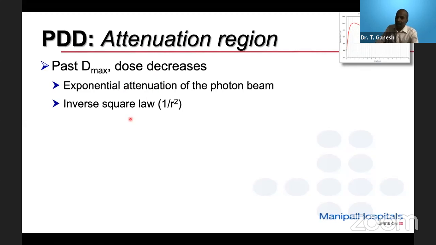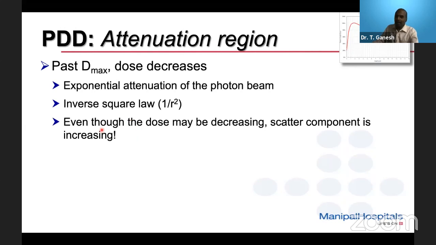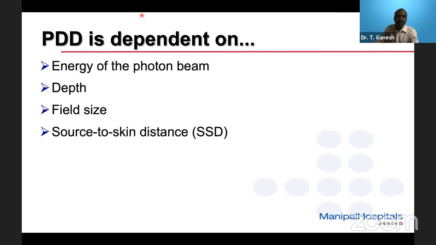Please do not forget, because all these factors will play an important role in the dose functions that we are going to see. Even though the dose may be decreasing, the scatter component is increasing. This is another key point. One key point is that the inverse square law you cannot avoid. Another key point is that even though the dose may be decreasing as you go deeper and deeper, the scatter component is increasing. Do not forget that. This will give you a lot of answers to many practical problems. So we are going to see some of the examples.